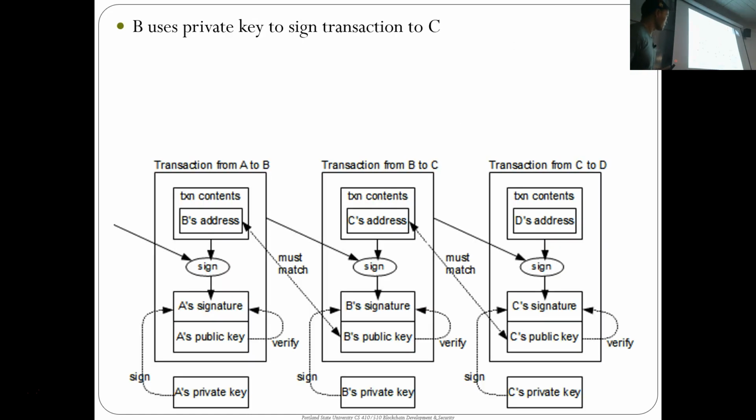This is a little bit of a more detailed picture of what's going on. Here we have a transaction that goes from B to C. And as part of this transaction, I want to have transactions that are precursors to this that feed into B's balance in order for B to then take that and send it to C. So we're going to talk about the mechanics of what happens when B wants to use the private key to sign the transaction to C.